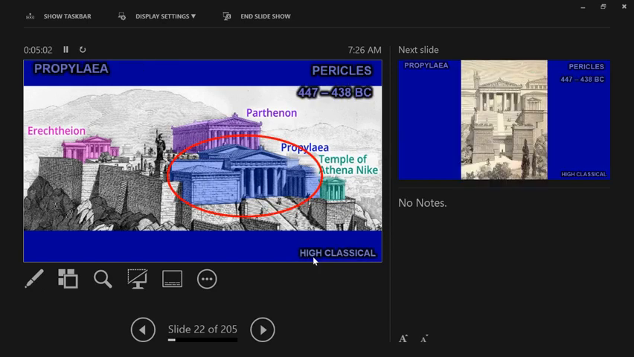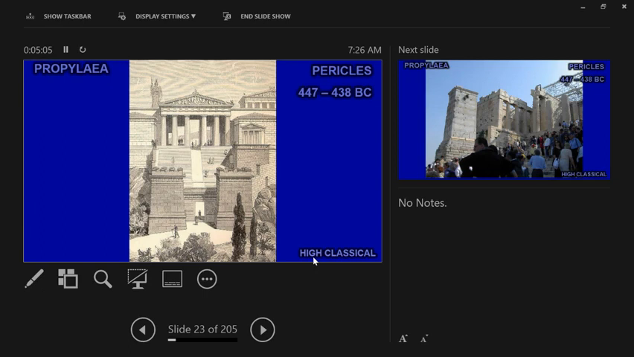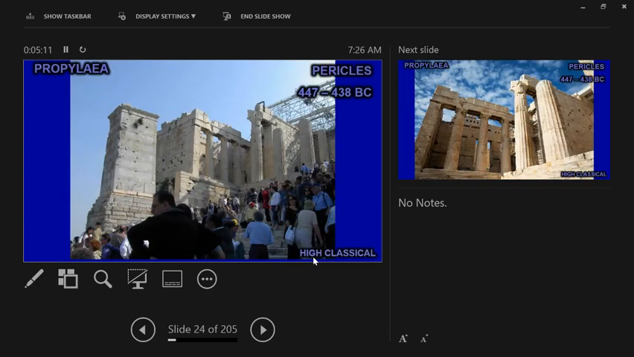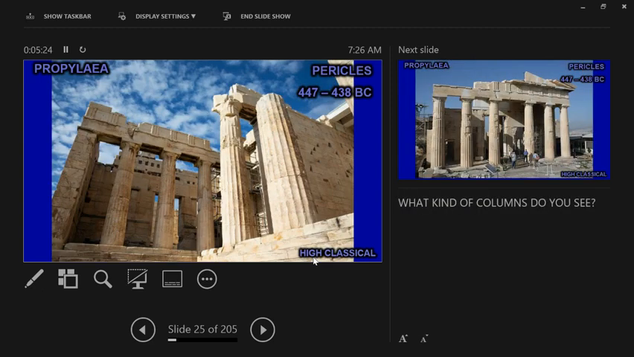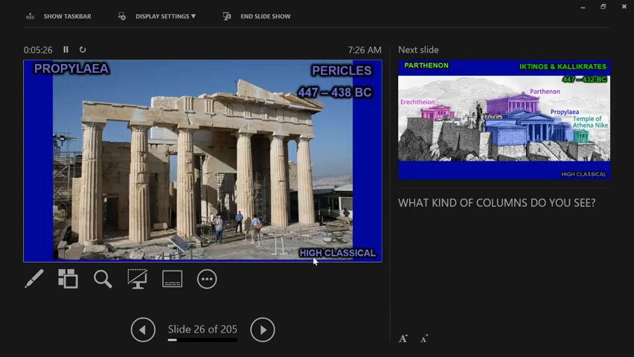So first, let's take a look at the Propylaea. This would have been the entrance into the Acropolis. It's up a big hill, so they made it into stairs. And when you go and visit, this is what it looks like with all the tourists around. I do want to point out these Doric columns that are up here. You can see them better here. And then after you pass through and look back, this is what the rear of the Propylaea looks like.